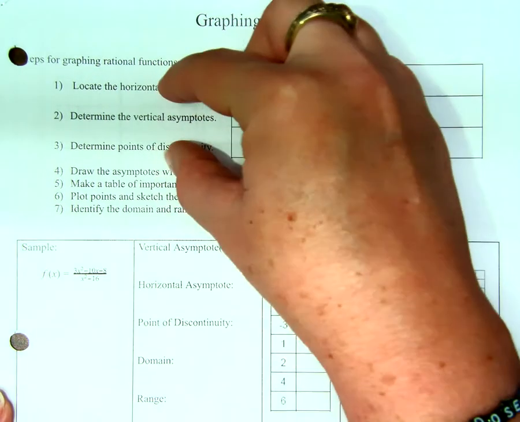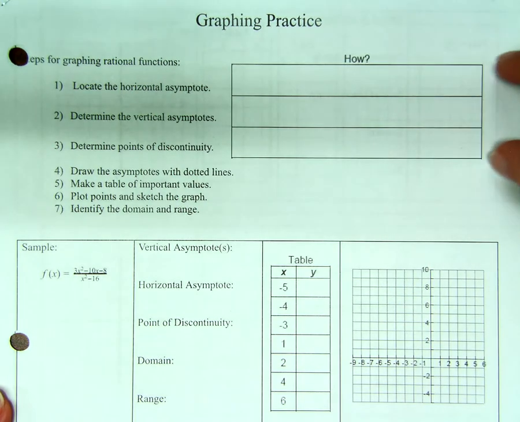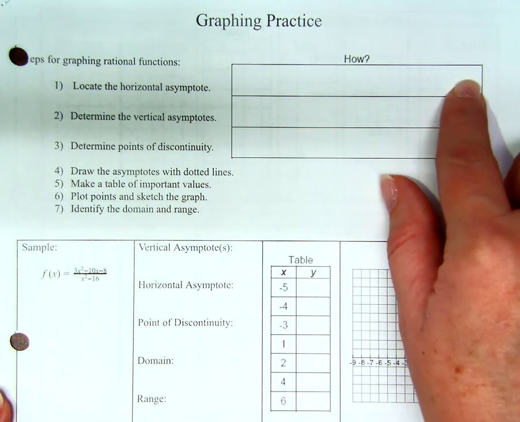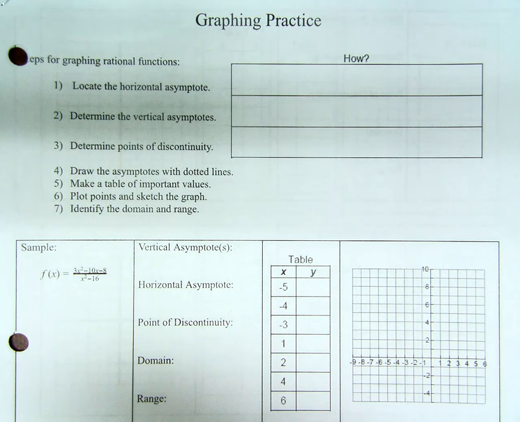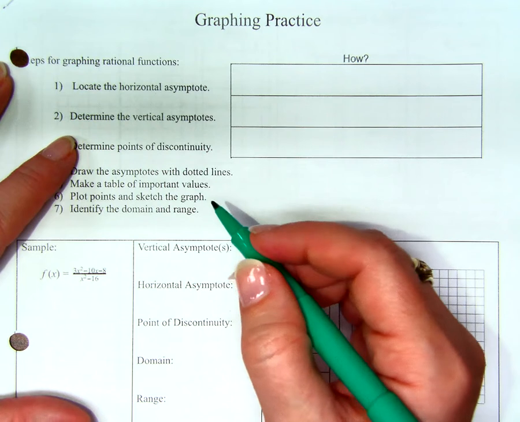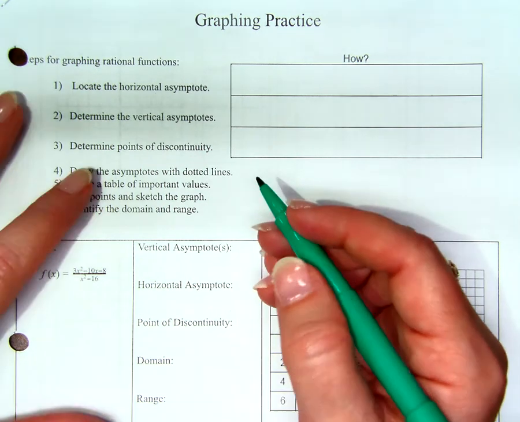I have these three up here just so we can give ourselves some reminders, some real quick hints. We're not going to put every single thing to do in this box. We're just going to give ourselves some hints of what to do when we're finding which kind of asymptote. So locate the horizontal asymptote. How do we do that? How do you find the horizontal asymptote?